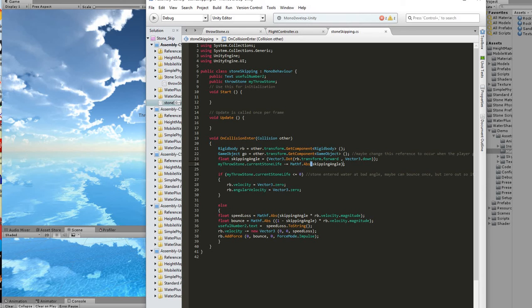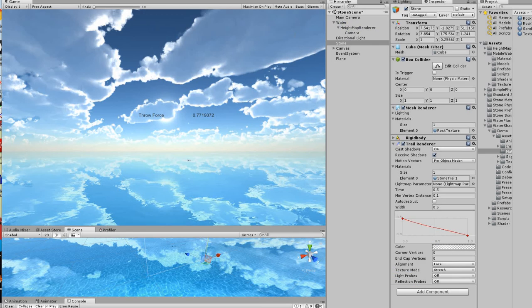So the velocity is subtracted from in the z direction for now. And then there's add force upwards on the y direction, and the force mode is impulse. And that's all there is to it.